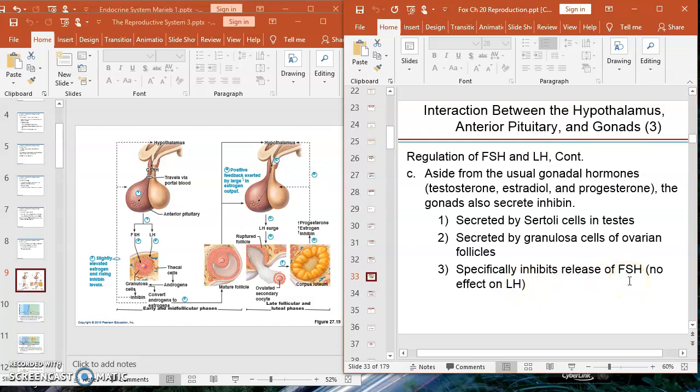And it is a polypeptide. It is not a steroid like estrogen and progesterone. Going a little further.